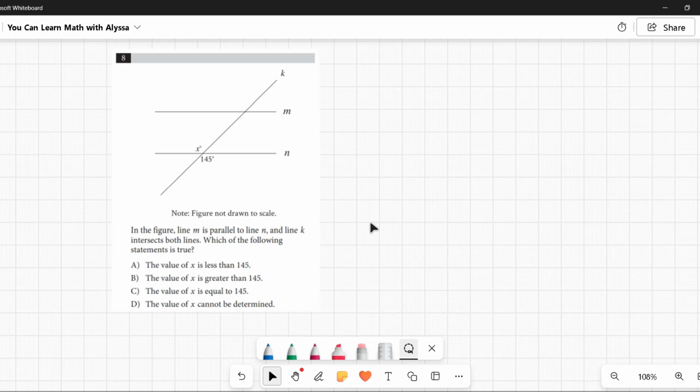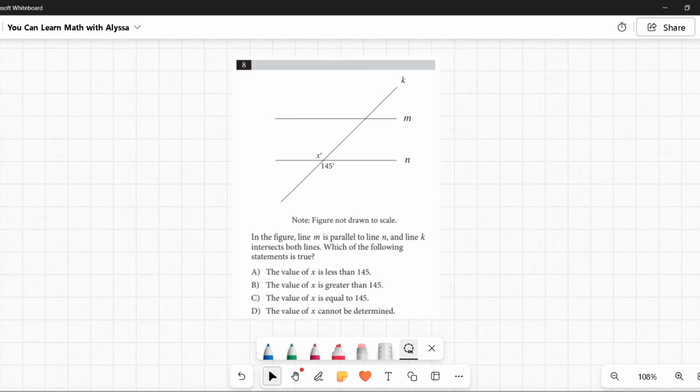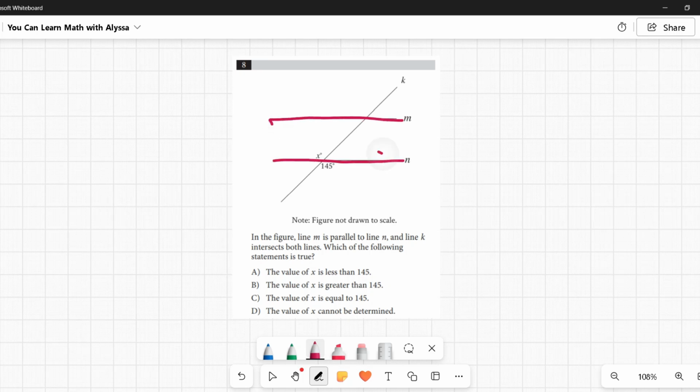Okay, when things are not drawn to scale, we cannot rely on what we see. So we can't say, well, they look like they're the same, or they look like it's bigger or smaller. No, we have to go with the facts. And what are the facts? We are told that line M is parallel to line N, and line K intersects both lines. So what we have here is a set of parallel lines crossed by a transversal.